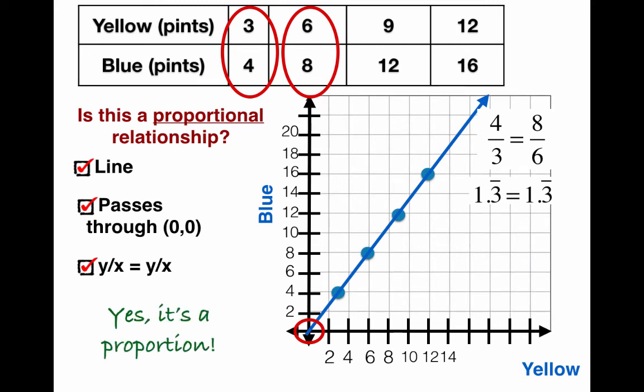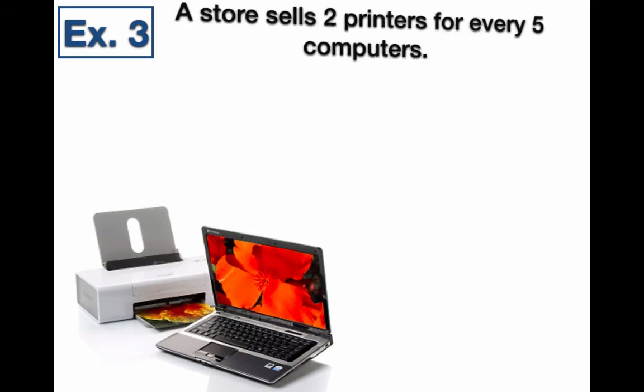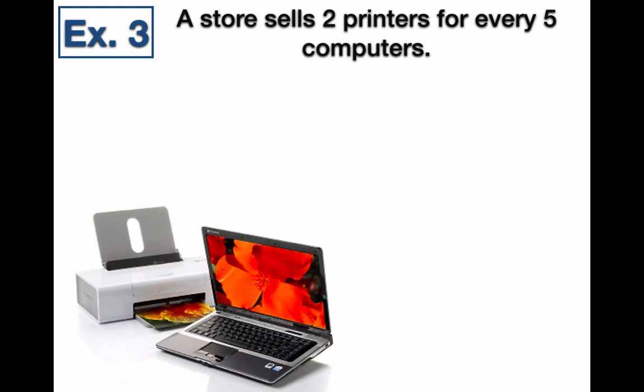All right, you guys, so last example for our notes is about a store that is selling printers and computers. And the store is keeping track of how well they're doing for sales. And they come up with this conclusion that for every 2 printers that they sell, 5 computers. What I want you to do is I want you to see if you can make a table and a graph out of this story. Go ahead and hit the pause button on your device and see if you can do this problem.